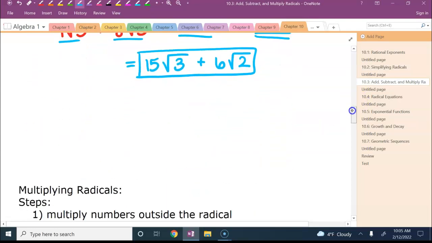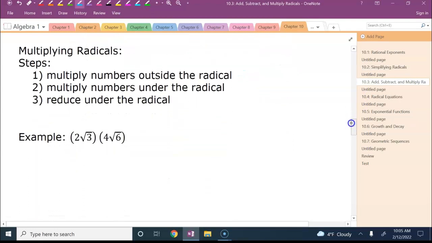Now we're going to move on to multiplying radicals. Multiplying radicals I think is a little bit easier because you don't have to have them be like terms in order for you to combine them. The steps that you want to follow when you're multiplying radicals are you multiply the numbers that are outside of the radical, so the whole numbers that are maybe sitting out front. Then you multiply the numbers that are underneath the radical sign, and then you reduce if you can.